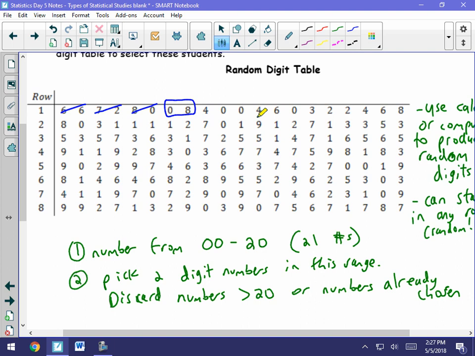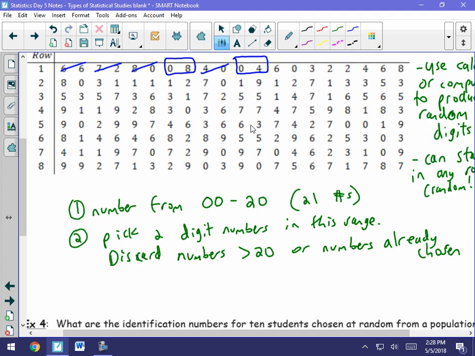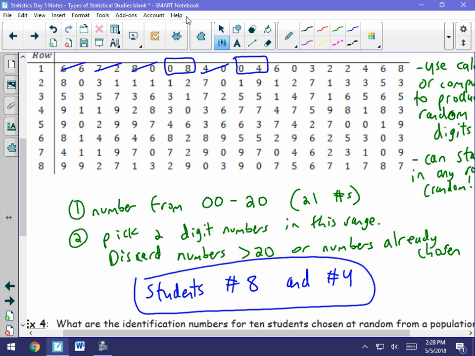Okay, the next 2-digit number would be 40. That's too large. The next 2-digit number would be 4. And that works. That's in our range. Okay, so now we've got 2 students, right? So whoever was number 8 and number 4, those are the 2 that we randomly selected. But we could have started in any row and got 2 different random students. So this is completely random. There is no bias in here whatsoever. That's the way you want to design your experiments.